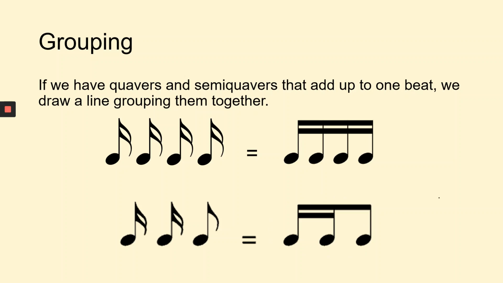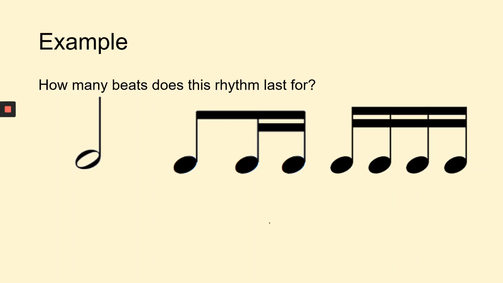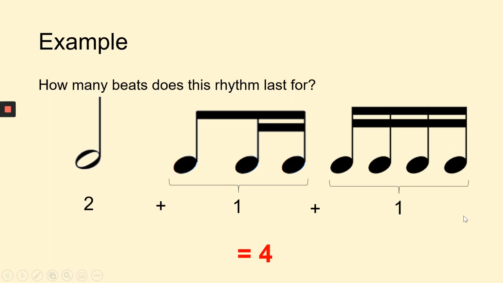This makes it way easier to work out how long our rhythms last for if they're using a mixture of semiquavers and quavers. For example, if we had to work out how many beats this rhythm lasts for, we'd start with the note we know, which is a minim, which is worth 2. Then we have a quaver followed by 2 semiquavers, which we know equals 1 because it's all joined together, and then 4 semiquavers, 4 quarters, which equals 1. Again, they're all joined together, so we can tell at a glance. This gives us 2 plus 1 plus 1, which is 4.